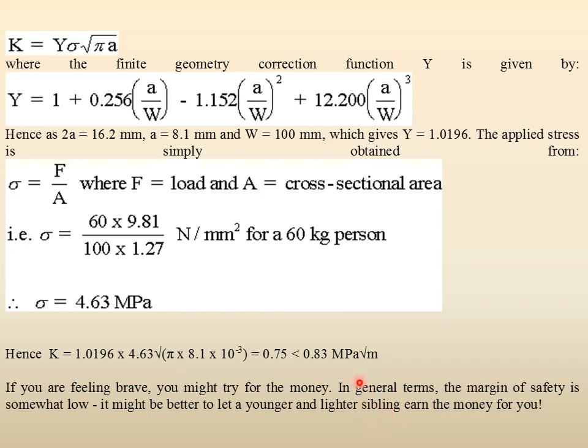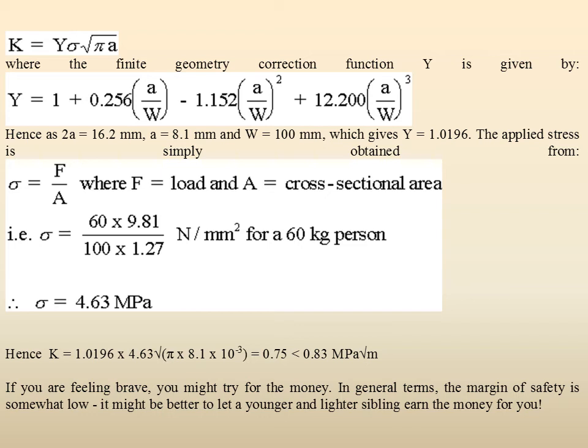Sibling is your brother or sister. Your weight was 60 kilogram. If somebody has a weight of 50 or 55 kilogram, then maybe the factor of safety would be better. So this comment is very important, that this is the answer and you can say, yes, it is safe. I will go for the $50,000. But the thing is that, you see, it is very close to the critical point. So it is not really safe.